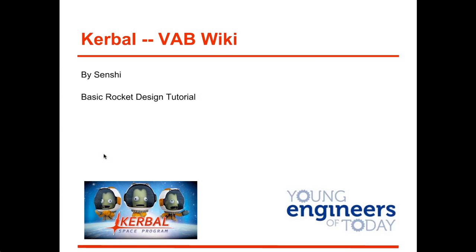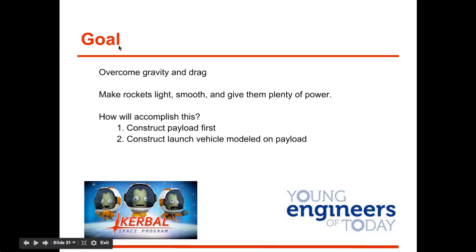So we are going to be using a tutorial created by Senshi. It was a wiki that was created for the game. And I just wanted to give a shout out as a thank you for making that available for everyone, where we go into basic rocket design and kind of the goal of that that we're going to be accomplishing. Not massively surprising, but we want to overcome gravity and drag. And to do that, we're going to make our rockets light, smooth, and give them plenty of power. So for our first rocket, we just want it to be simple, but also able to overcome that gravity and drag. And these are our biggest obstacles.